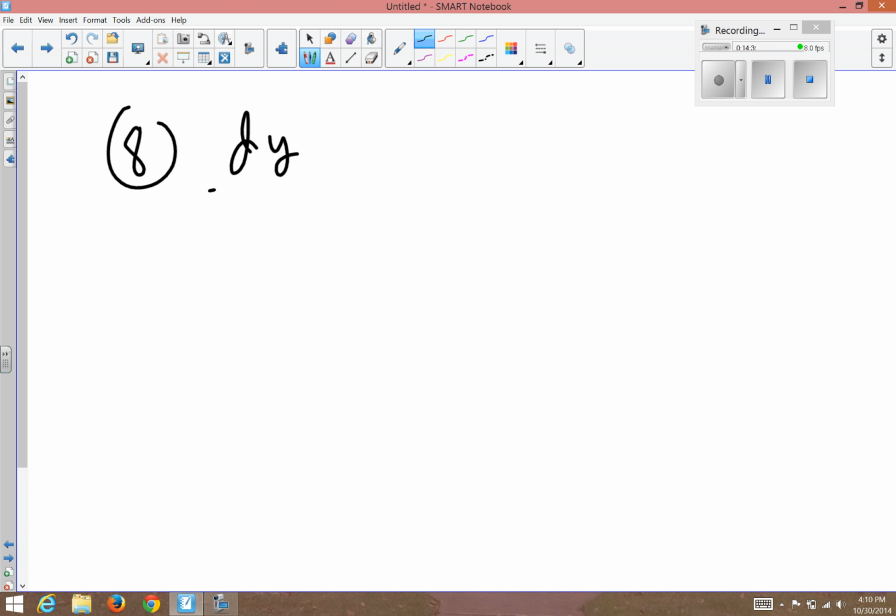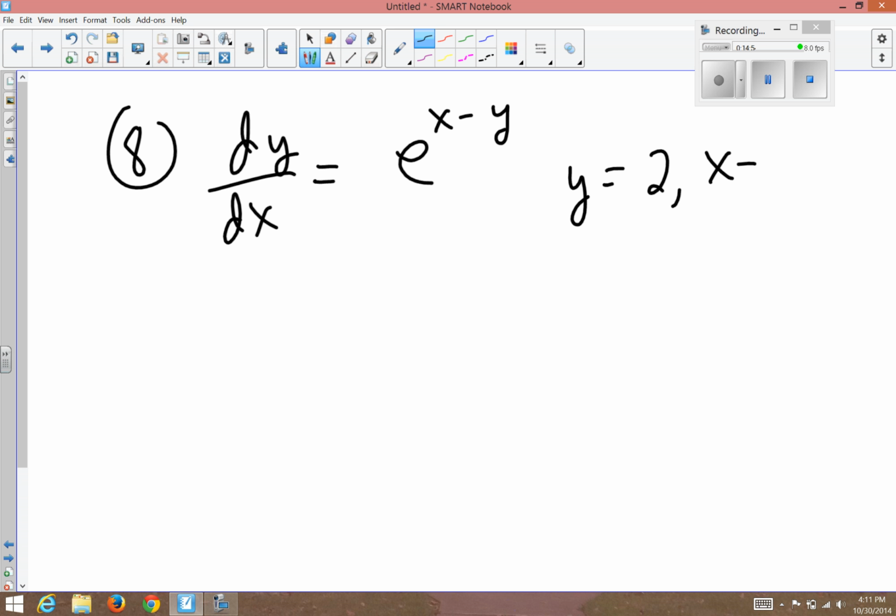Derivative of y with respect to x equals e to the x minus y. Initial condition, y equals 2 when x equals 0. Well, the trick to getting started here is to know that e to the x minus y is the same as e to the x over e to the y. In division with like bases, we keep the base, that's up here, and subtract the exponents. Now, just like with the previous, we're going to cross multiply.